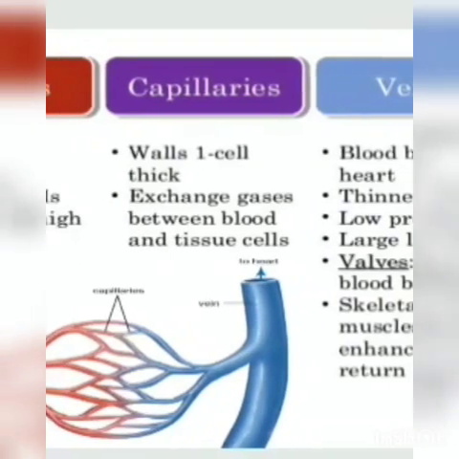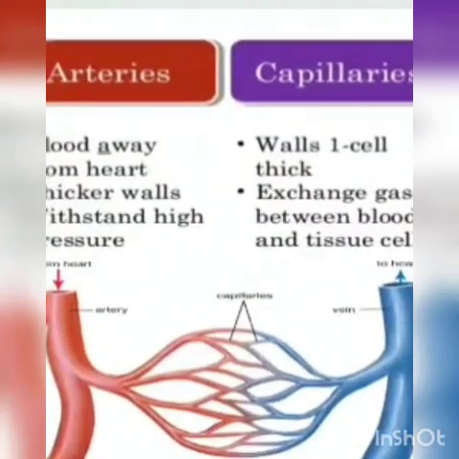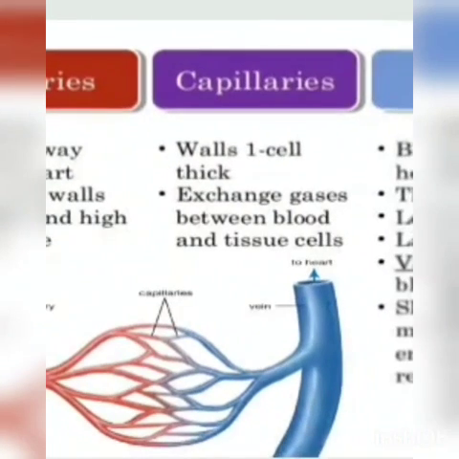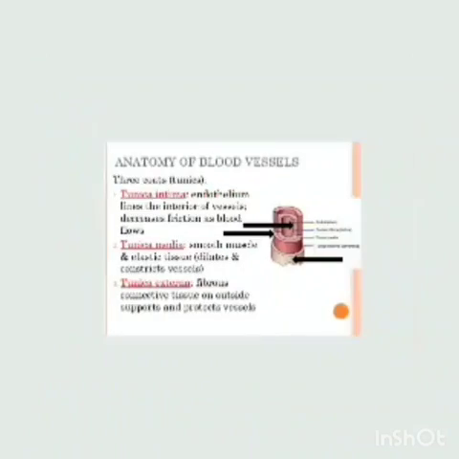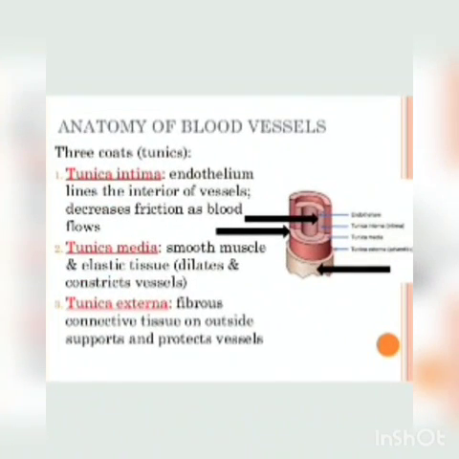Whereas the capillary lies between the artery and veins. It exchanges gas between the blood and the tissue cells. Anatomy of the blood vessels. The blood vessels have three coats known as tunica: tunica intima, tunica media, and tunica adventitia.